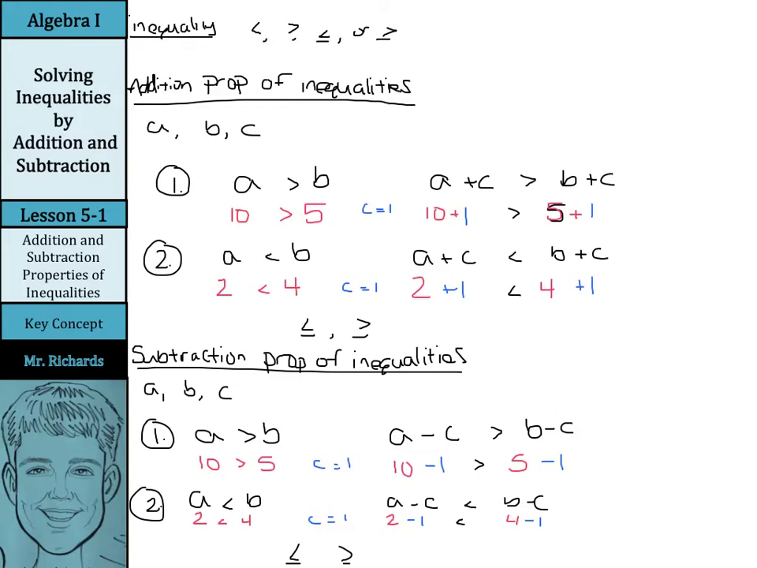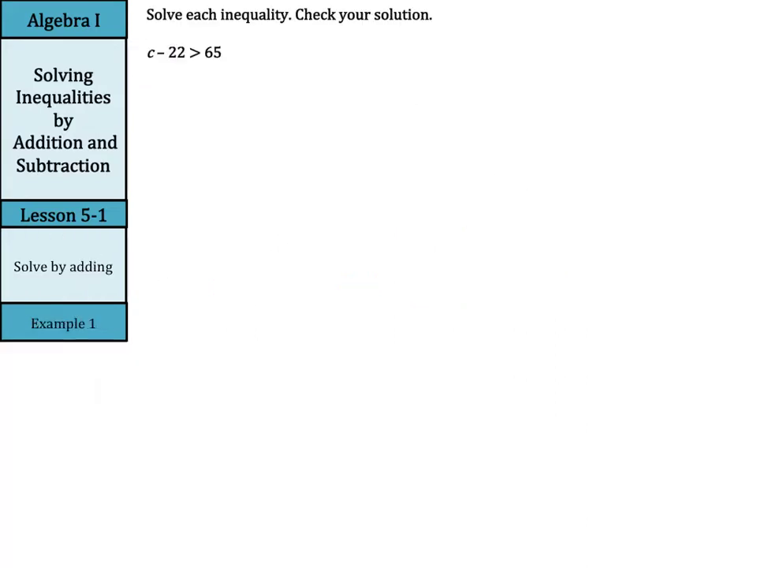Now we can use these properties as we actually look to solve inequalities. Solve each inequality and check your solution. Well, let's rewrite this so we can actually have it a little bit bigger. C minus 22 is greater than 65. Now, similar to equations, we want to solve for the variable here. We want to get our C alone. And the way we're going to do this is by doing the opposite of the subtraction, which is addition of 22 to both sides.